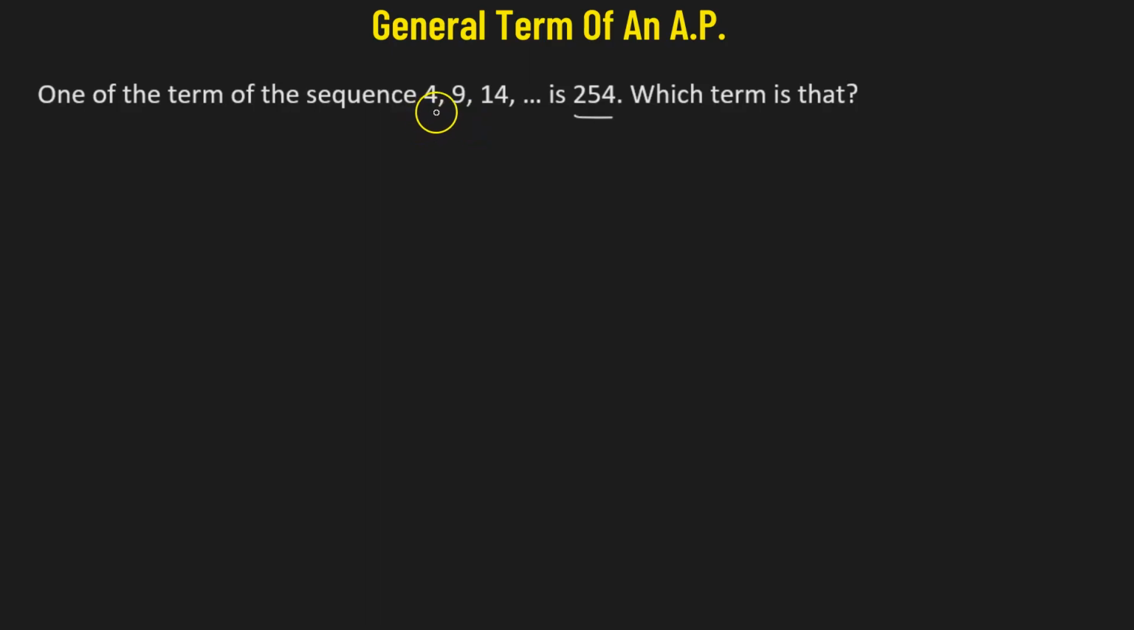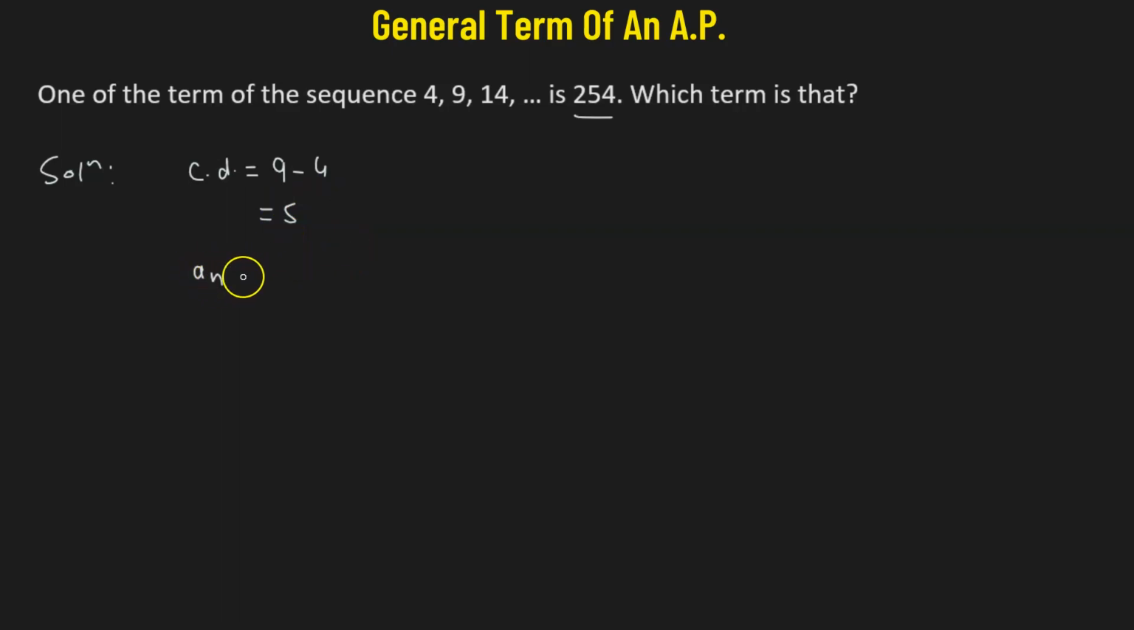So here we have a sequence 4, 9, 14, and one of the terms has a value of 254. We need to find that particular term. So here the common difference is going to be equal to, we'll consider the second term, which is 9, and from it we will subtract the first term, that's 4, so this will be 5.